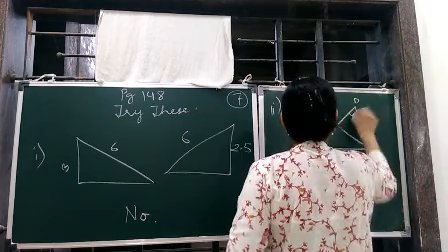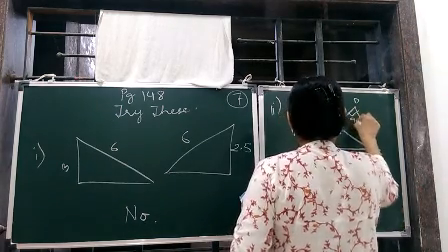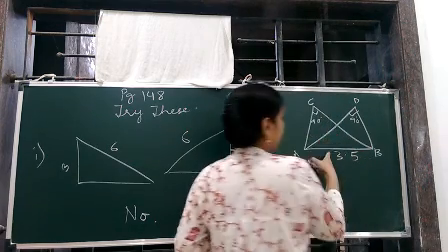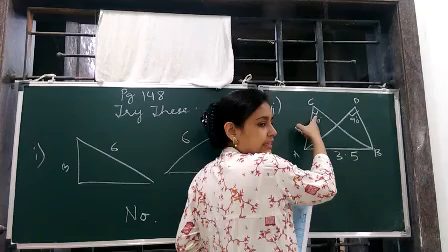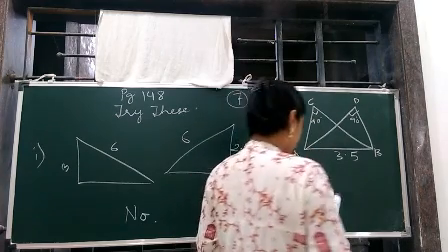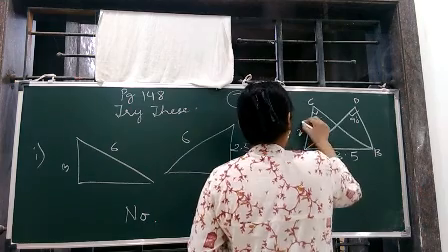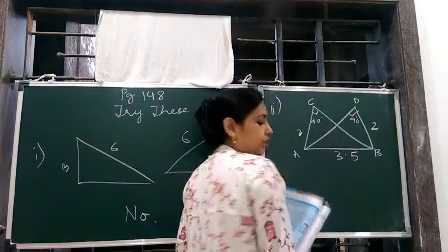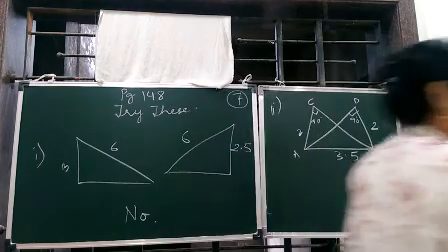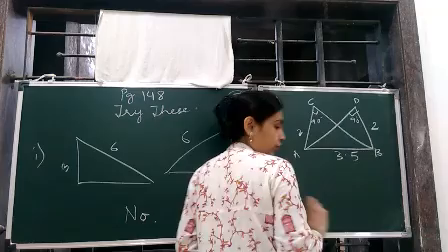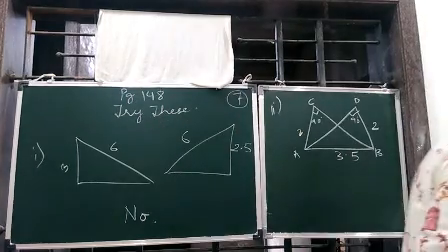This is 90 degrees. This is 90 degrees. This is 3.5. So, the side opposite to the 90 degrees, that is the right angle, is always the hypotenuse. So, the hypotenuse is equal. Then we have to check the corresponding side. So, 2 centimeter, 2 centimeter. You can see the perpendicular is also equal, or you can say the base is equal. So, yes, they are congruent. So, the triangle is congruent.